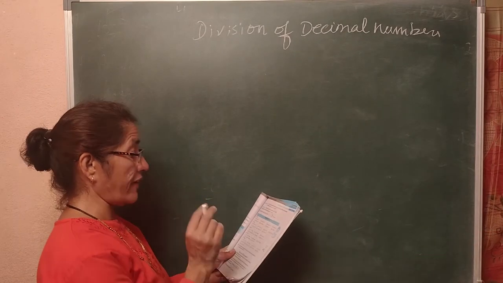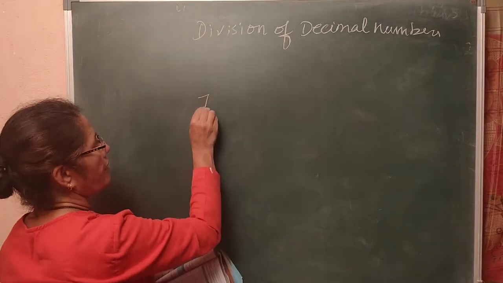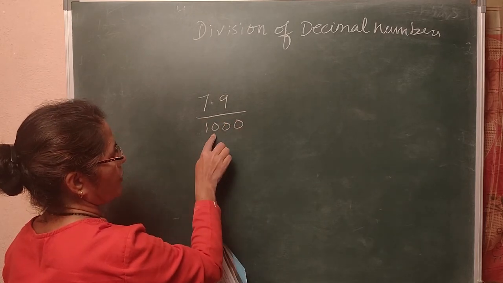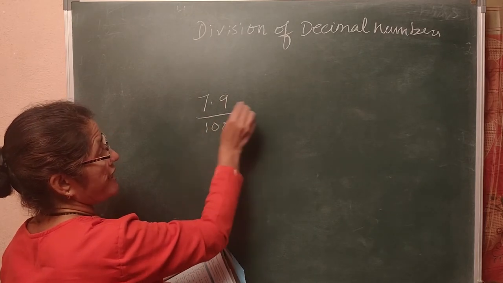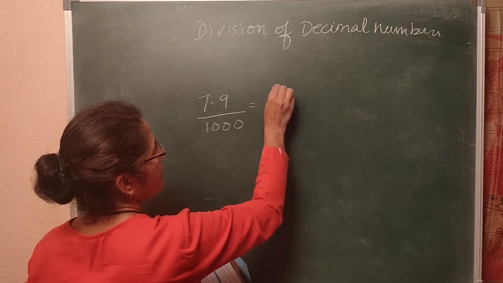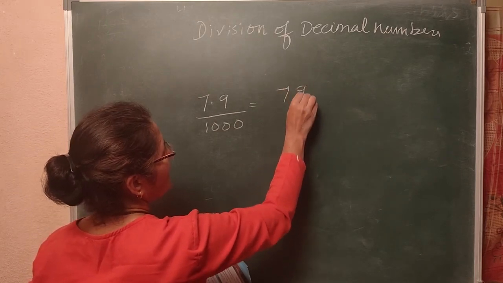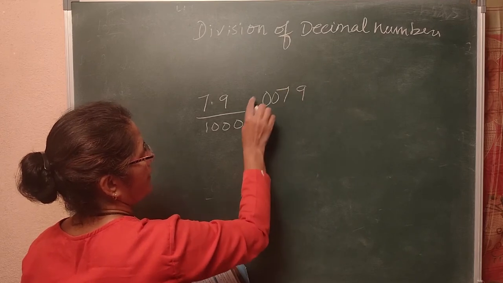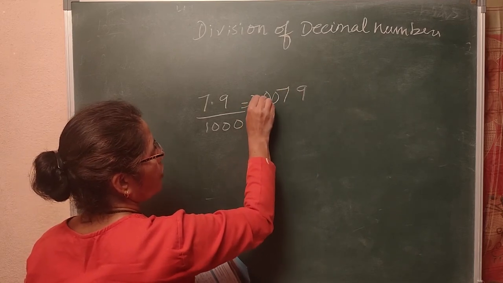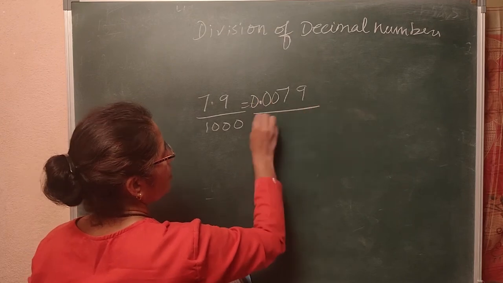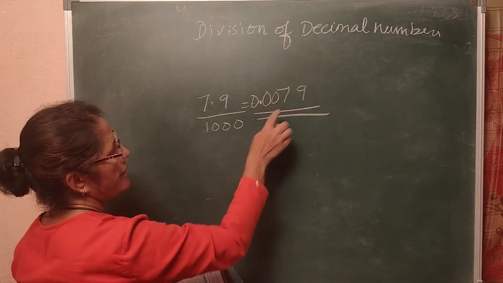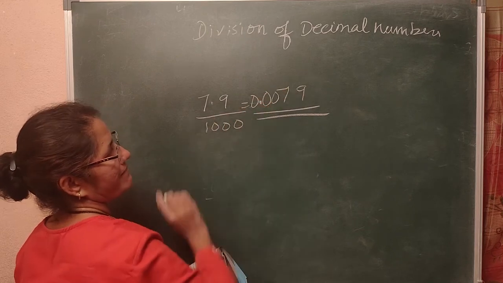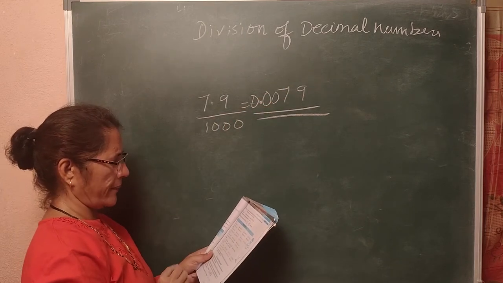Our fourth question is dividing by 1000. 7.9 divided by 1000. How many zeros? 3 zeros. So, it has to move 3 digits to the left. So, it was 7.9. It was here, 1, 2, 3, right? So 0.0079. See, it was here, 1, 2, 3. Now, next, what is the next one?